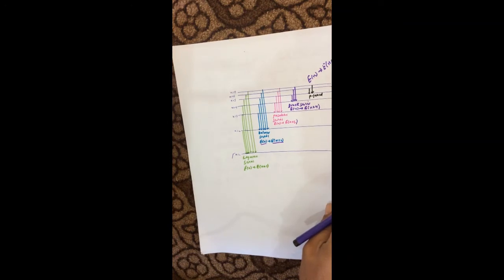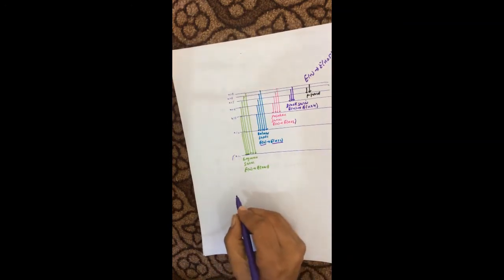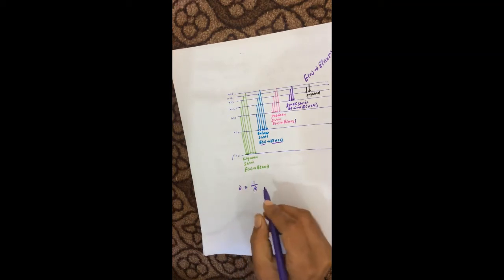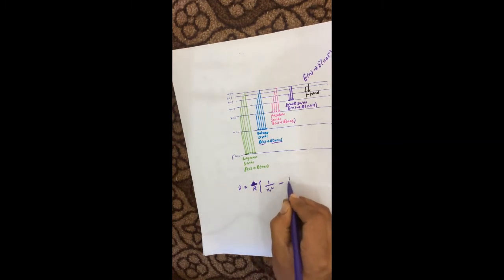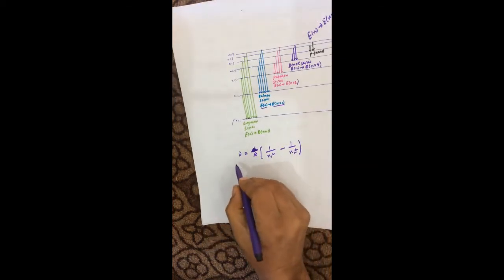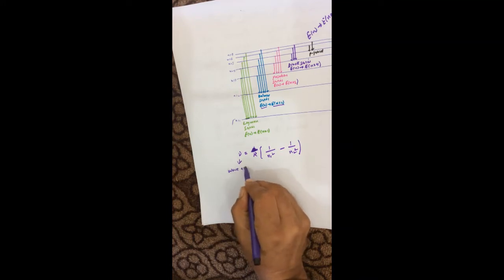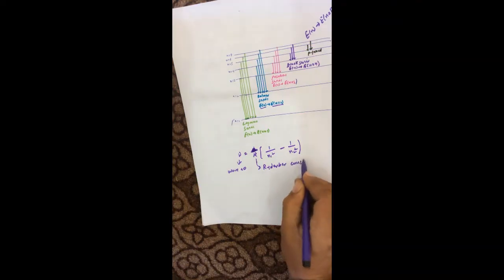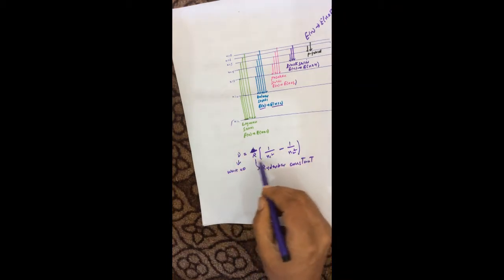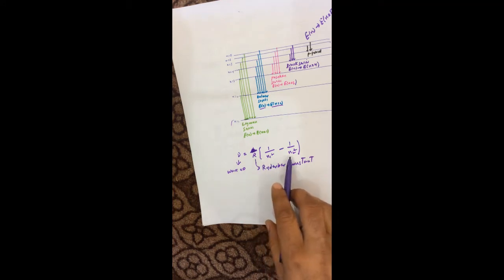The frequency of the spectral line in these series is given by this formula. Nu is equal to R into 1 over n1 square minus 1 over n2 square. This is called the wave number, and this R is called the Rydberg constant. By using this formula, we can calculate the frequency of each of these spectral lines, where n1 and n2 are the principal quantum numbers of the energy levels.